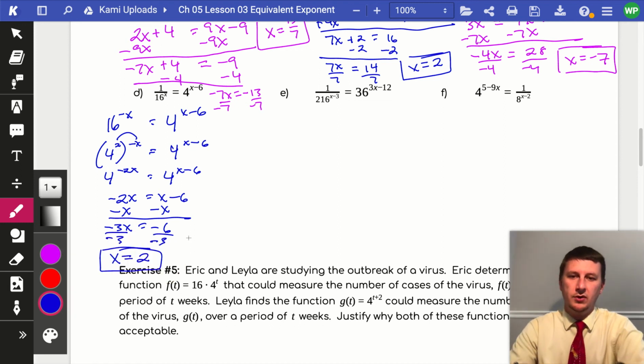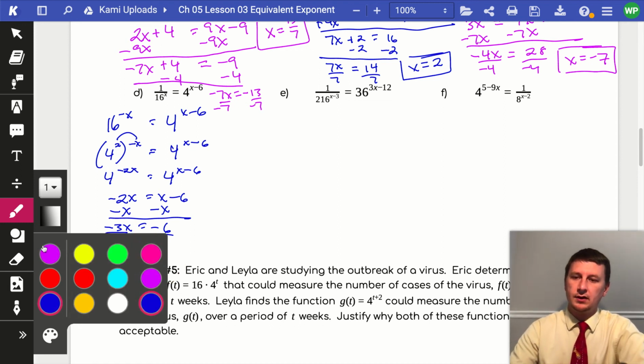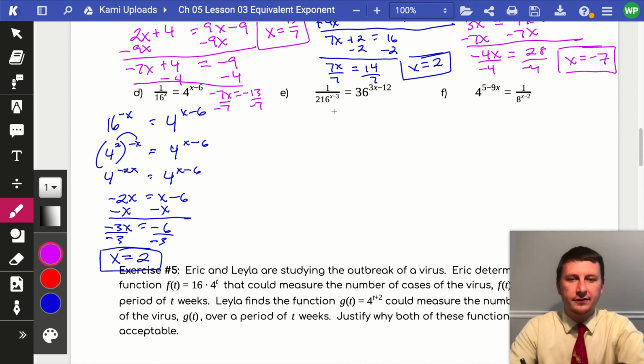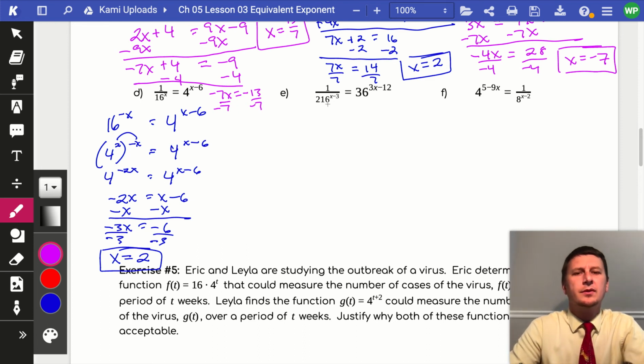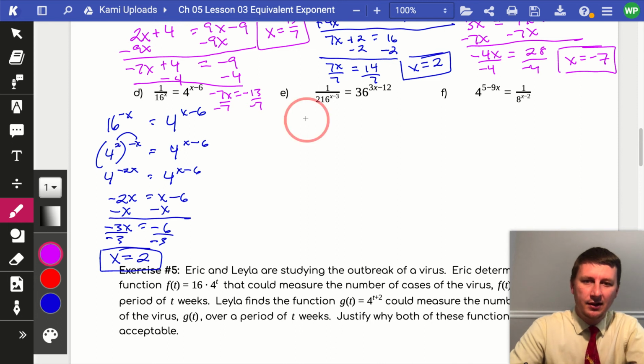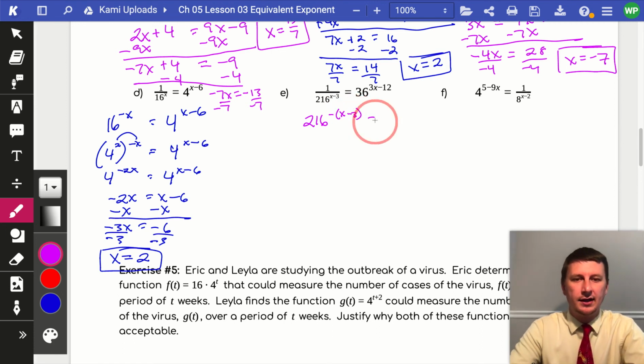Whew, 2 more. Just getting tougher and tougher. But I don't want to say tougher. Getting more and more complex. Okay. So now same logic there. We're going to bring that 216 back to the top by making that exponent negative. So it's going to be a negative in parentheses x minus 3. Very important to make that entire exponent negative.